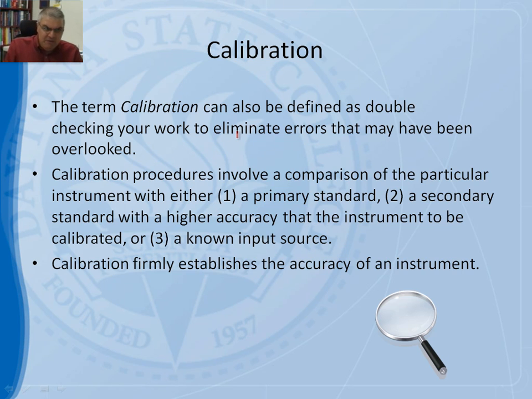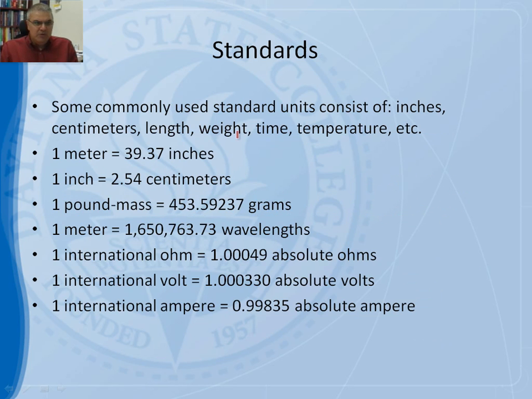Calibration procedures involve a comparison of the particular instrument with either a primary standard, something that we have as a standard, or a secondary standard with a higher accuracy than the instrument to be calibrated, or a known input source. Again, in your electrical engineering courses, you would deal with calibration more often, but here we also talk about calibration. It's important to know what calibration means within the context of our discussion. So what calibration does, it establishes the accuracy of an instrument. It actually makes sure the instrument works properly.